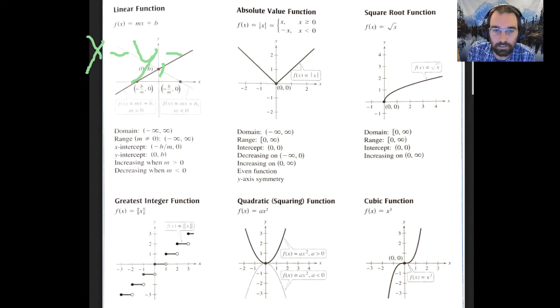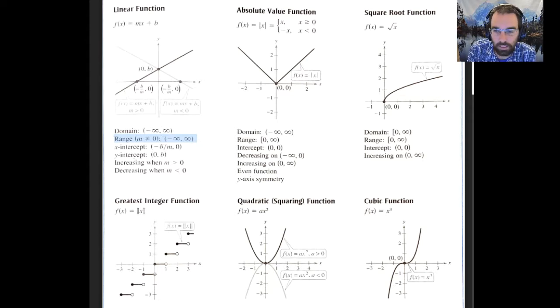Okay, and then what else do we have? You need to know the domains for these functions. As you go underneath linear function, you'll notice that there's no domain restrictions. Super important to know that. Also super important to know that there's no range restrictions.